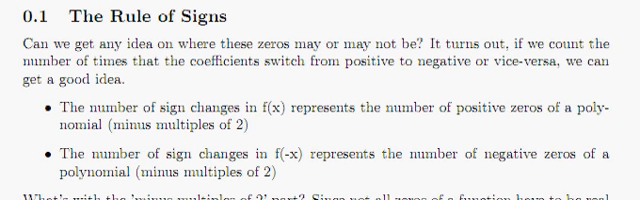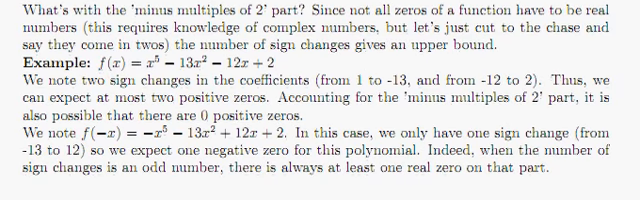So like I mentioned, the multiples of 2 part, that's just because there are possible complex roots, and if you know anything about those, you know that they come in complex conjugates, so they account for roots 2 at a time basically. So that's where we get this minus multiples of 2 situation.